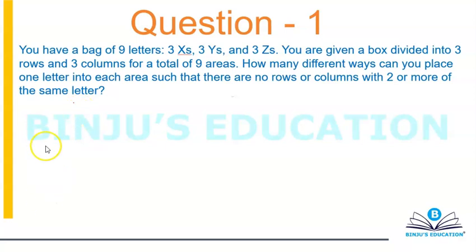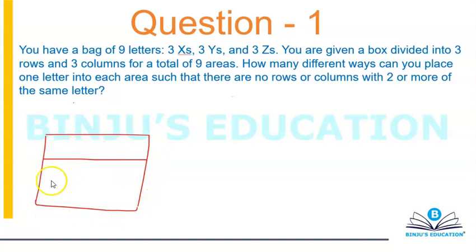Okay, so we have a box. This box is divided into 3 rows and 3 columns. So I'm going to have something like this. And this is to be filled with 3 X's, 3 Y's and 3 Z's, and that is given to me in the question. So I have to fill them with 3 X's, 3 Y's and 3 Z's.